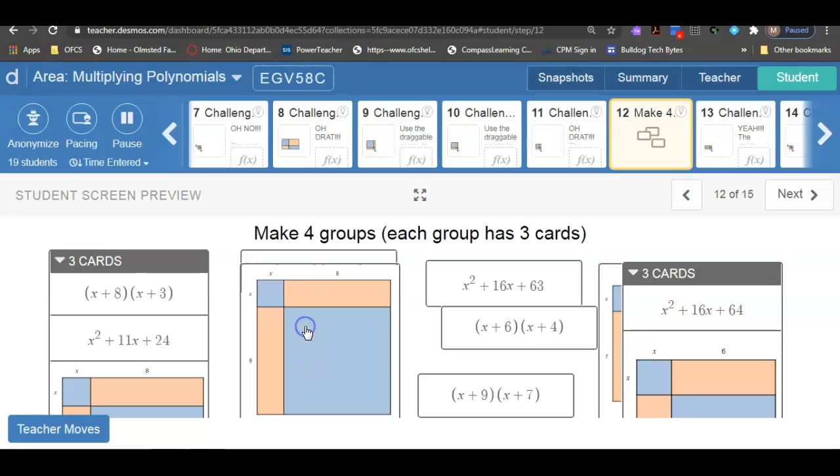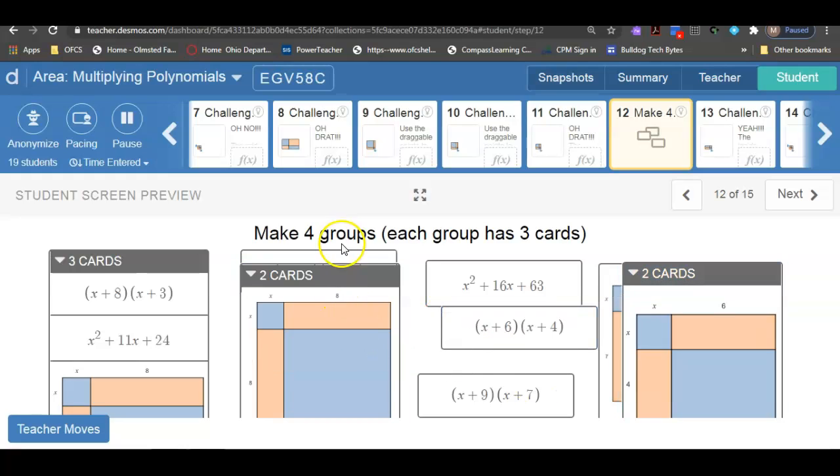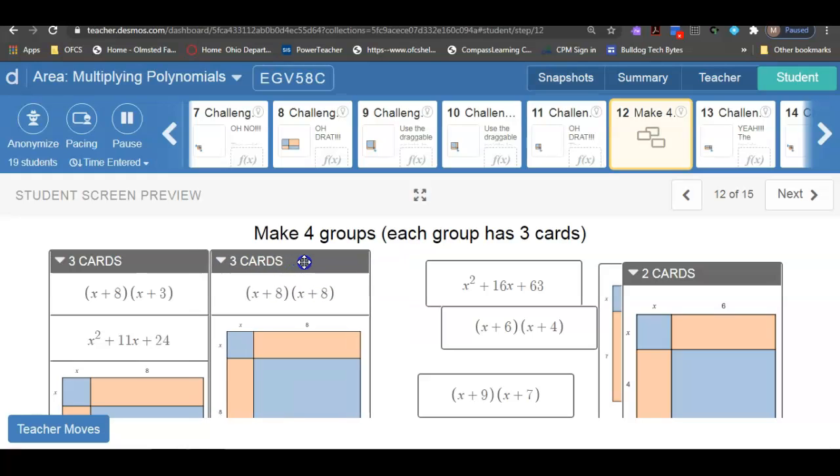Then for the area as a sum, we have x squared for this top block here, x times 8 or 8x over here, 8 times x or another 8x, so now I'm up to 16 x's, and 8 times 8, which is 64. So this guy comes over here. Let me put this back on top there. Okay, good. All right, next picture.